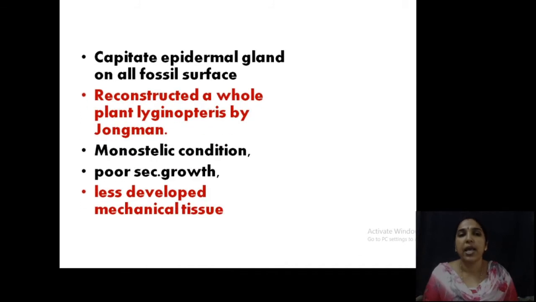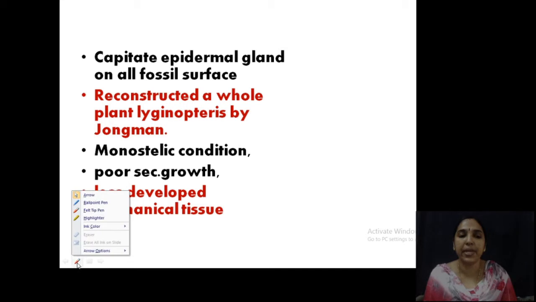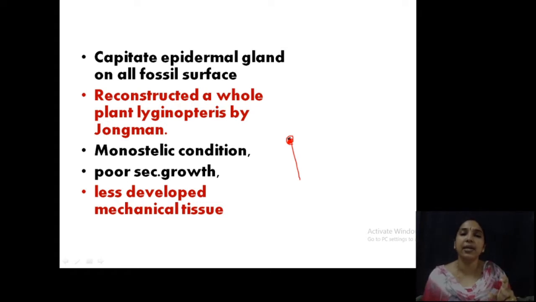Almost all members of this group have a peculiar feature, the presence of capitate epidermal glands on their surface. Capitate means having a head-like structure: a stalk with a head-like structure on top. I will show you. If this is a stalk, with a structure like this, this is a capitate head, and the capitate head is actually an epidermal gland. This is present all over the body parts, whether it is a seed, an ovule, or a stem surface. Everywhere you can see this.